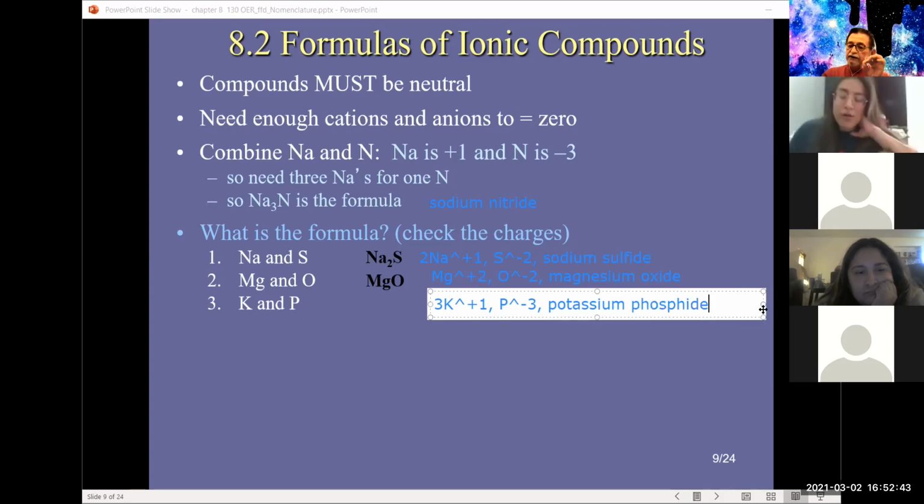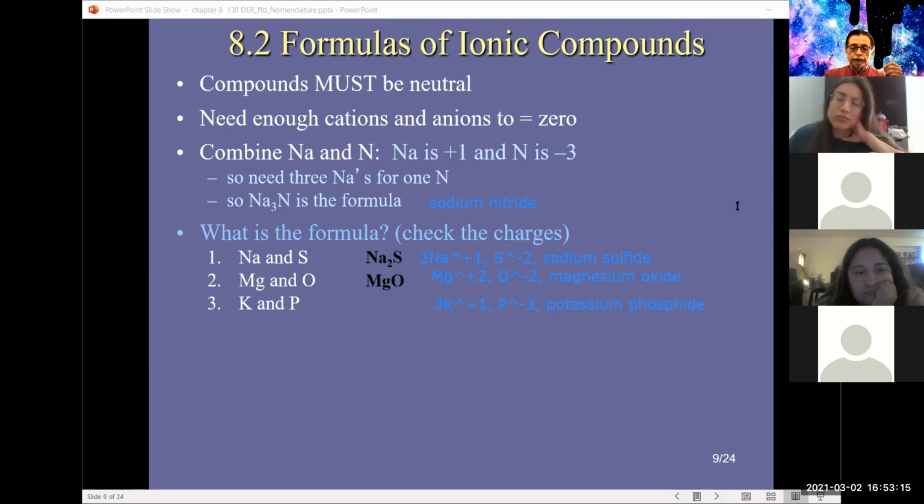So you can see that the IDE ending of the anion is telling you that it is the atom by itself. Sulfur by itself is sulfide. Oxygen by itself is oxide. Phosphorus by itself is phosphide. And when you start adding the oxygens after those for sulfur and phosphorus, that is where you start getting the polyatomic ions, okay, with the ATE and the ITE. All right, so here we need 3 Ks and 1 P.